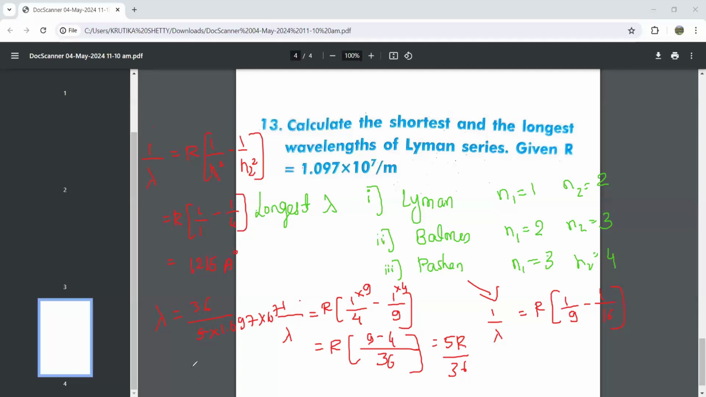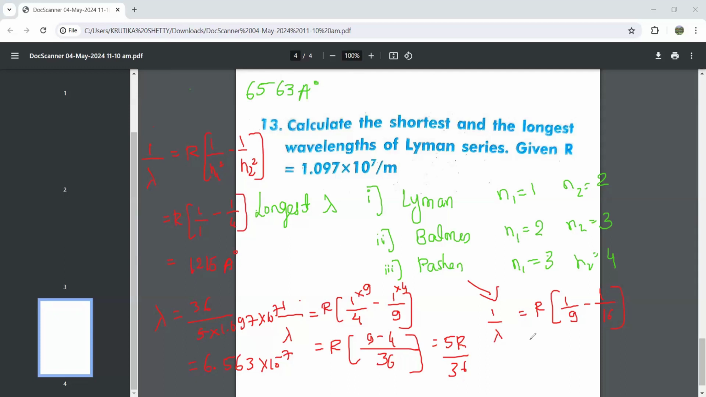So here the answer for the Balmer series is 6.563 into 10 raised to minus 7. If I shift the decimal, I can write the answer for the Balmer series. Notice students, the answer is 6563 angstrom. Okay, 6563 angstrom. So similarly you can do this for the Passion series.